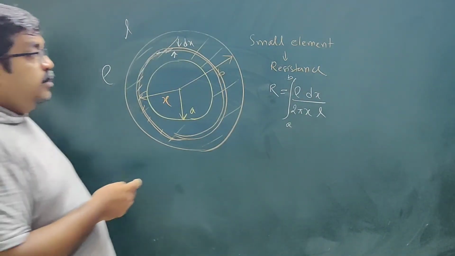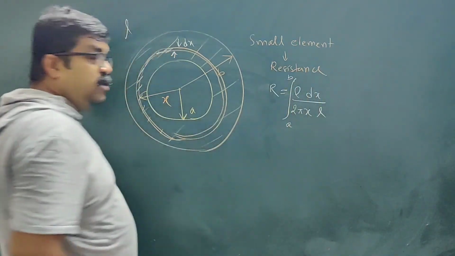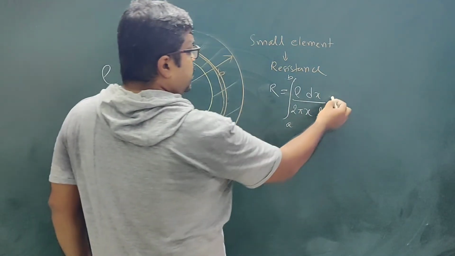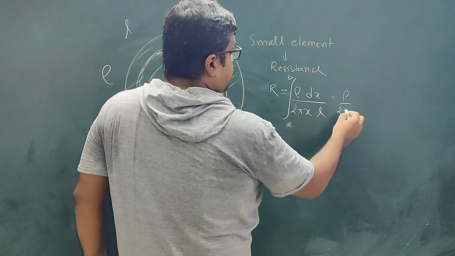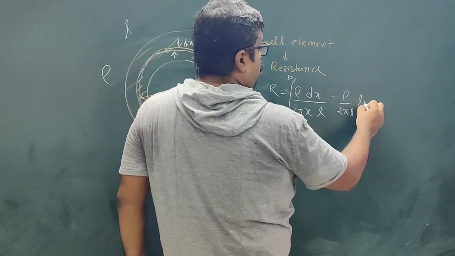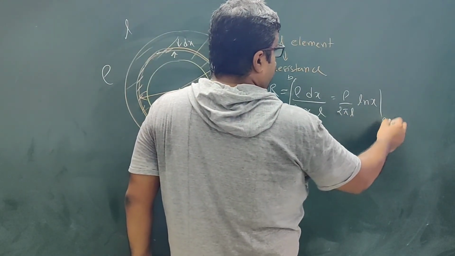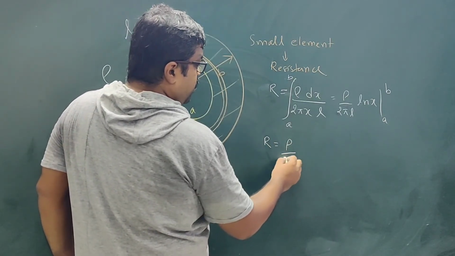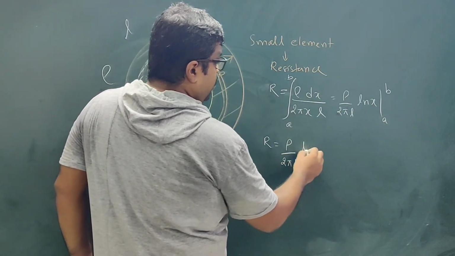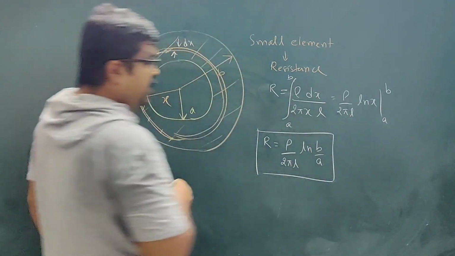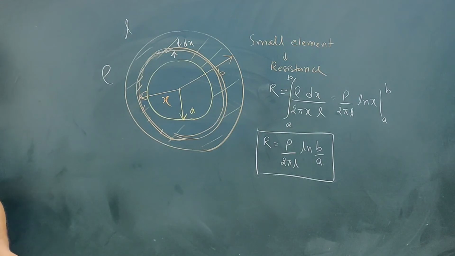If this expression is understood, then the calculation is very simple. We have rho by 2 pi L times dx by x, and the integration of dx by x is natural log x, with limits a to b. So R is equal to rho by 2 pi L ln b by a. So this is the expression for the resistance.